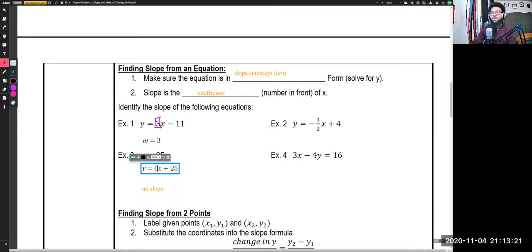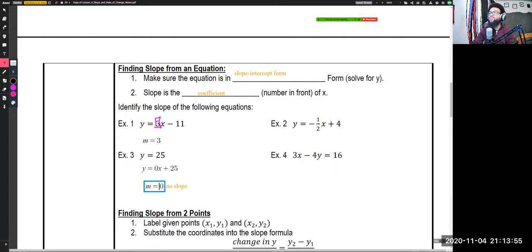So in this case, we have y equals 0x plus 25. We just put that in there to help you all see what it is. And so when we do that, we see that our m is going to be 0. And so we're not going to have a slope, okay? In the future, if you don't see an x or anything like that, you know your slope is going to be 0. You're going to have no slope, okay?